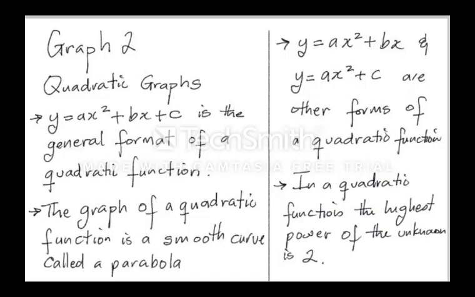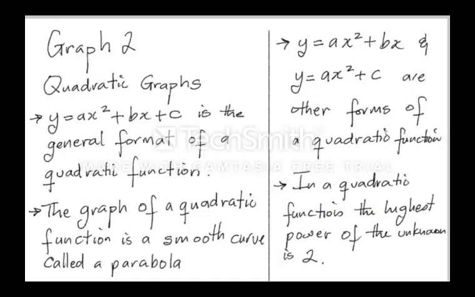So in a quadratic function, you must have at least a term in x squared. You may have a term in x, and you may have a constant term, but you must have at least a term in x squared. Now, the graph of a quadratic function is a smooth curve called a parabola. We'll have a look at that curve.